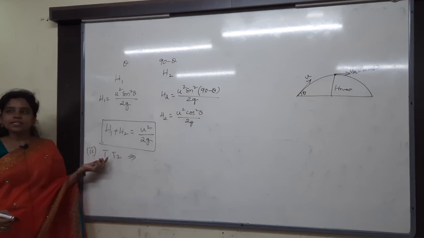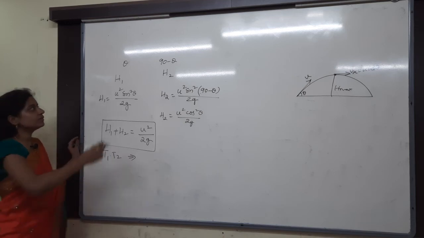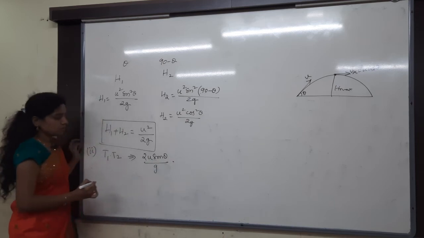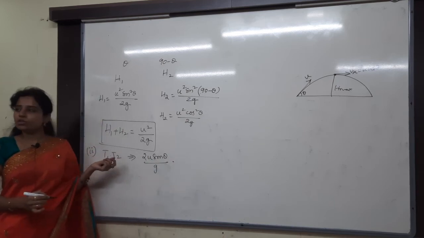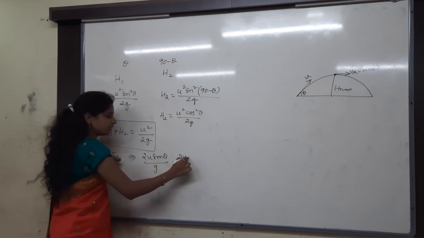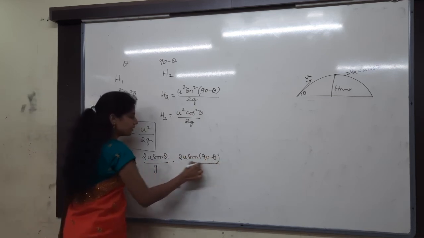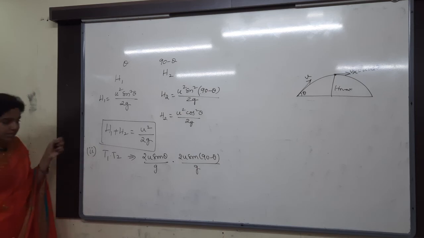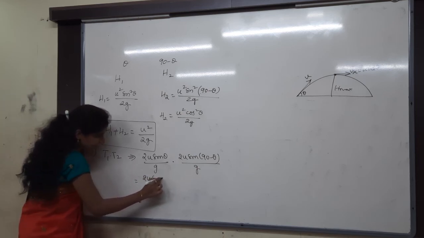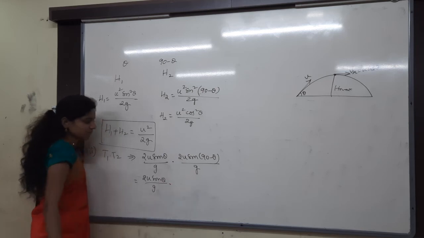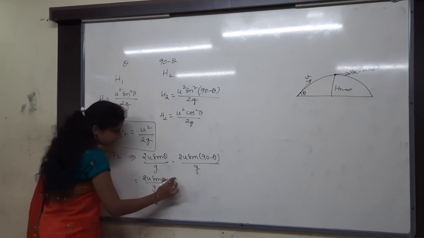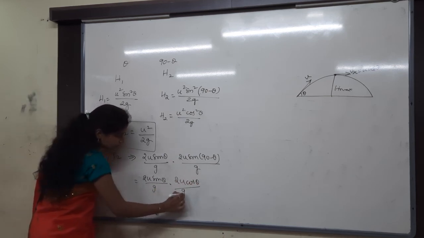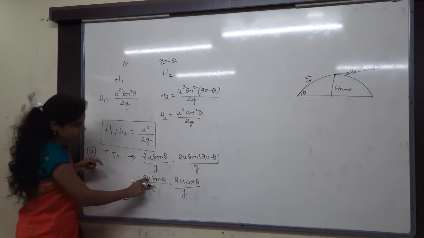See here. I said T1 into T2. What is the T1 value you will get? 2U sin theta by G into, what is the T2? 2U sin 90 minus theta by G. So here 2U sin theta by G, here 2U sin 90 minus theta by G. Stop discussing here please. So the 2U sin 90 minus theta means what? Cos theta by G.